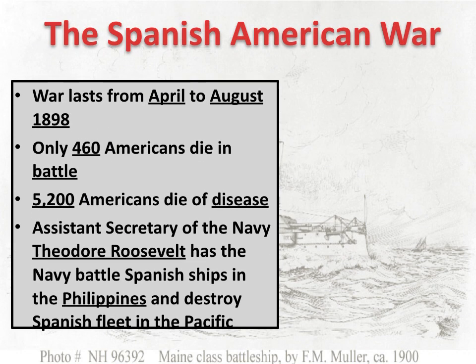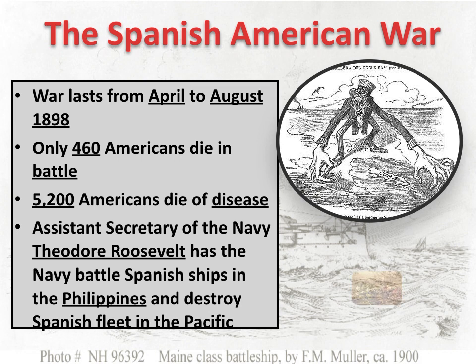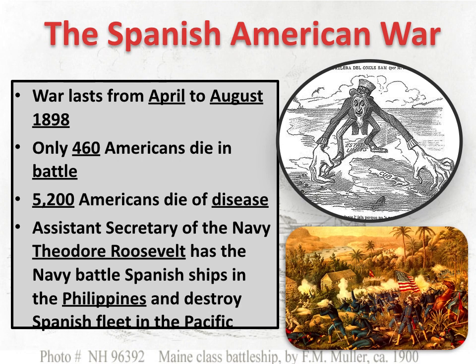The Spanish-American War is going to last from April to August of 1898, about 3.5 to 4 months. Only 460 Americans are actually going to die while the fighting is going on and die in battle. However, 5,200 Americans die of disease. So that's an even bigger number. So about 5,600 Americans are going to end up dying.